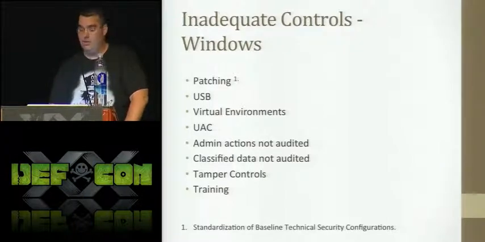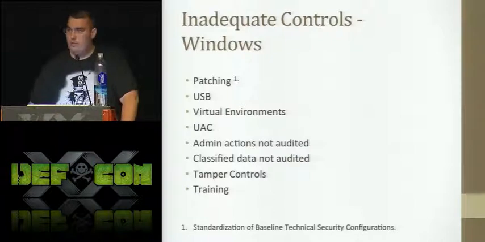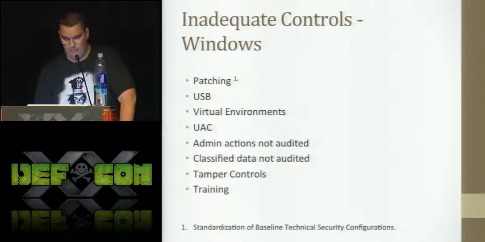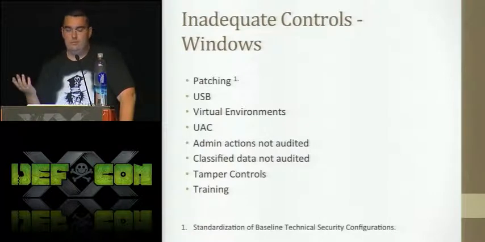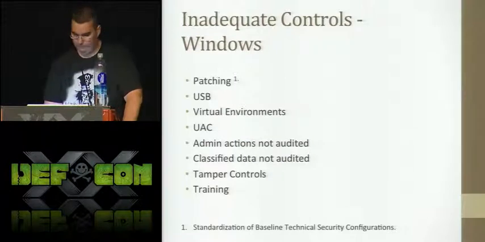USB, that's how stuff gets taken off the system. Virtual environments. If you're running VMware or any other virtual system, there are no security requirements for it. Do whatever you want. UAC, with Windows 7 and Vista, not addressed at all. Classified data is not audited. That's another thing that bugs me. I don't care if you click on a folder on the system. I just care if you're taking classified data off the system.